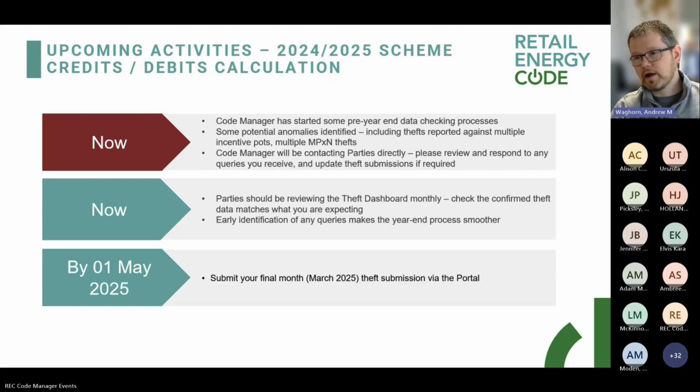We've identified a relatively small number of anomalies in data submitted by parties, in particular, where there seems to be some doubling up across incentive pots, particularly between smart and non-smart. Obviously, we need to make sure there's not double counting in the calculations. So we will be contacting individual parties directly in respect of that to just query some of that data. And if you do get one of those queries, please do obviously have a look at that and come back and engage with us around that, which may require submission of some small corrections to that.